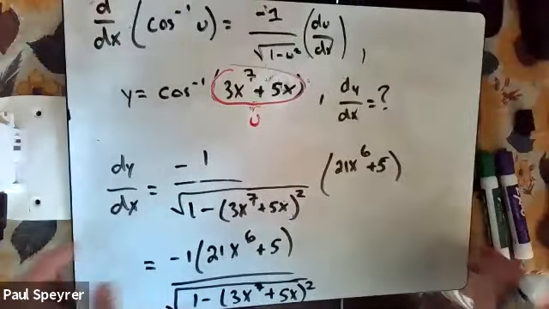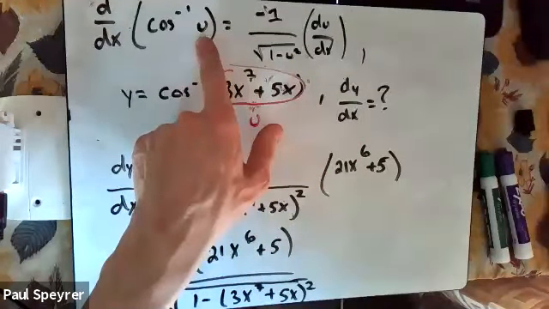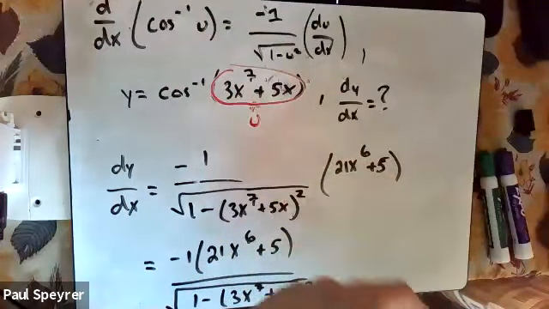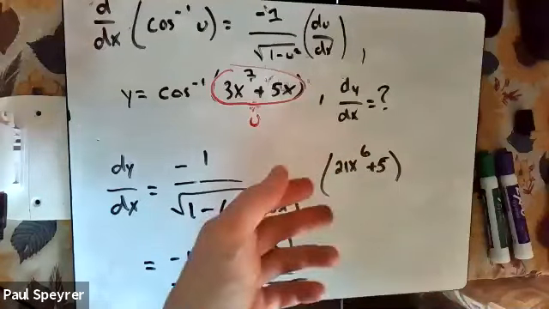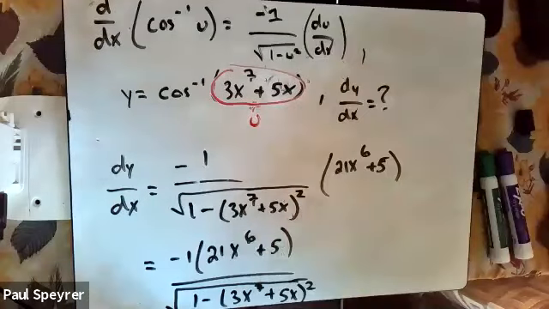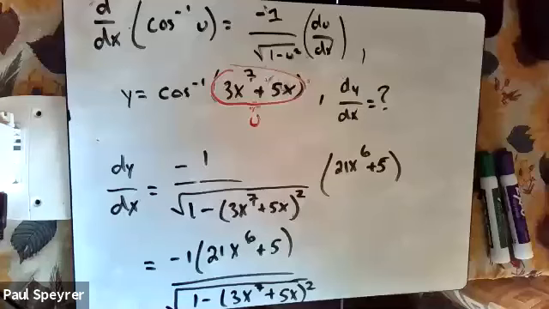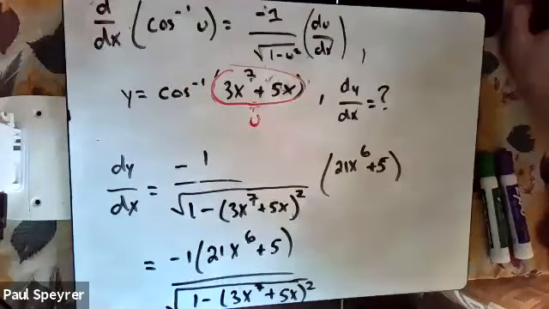And don't forget, you always got to chain. You have to chain the u. Whatever the u was, it doesn't matter if we're talking about sine, cosine, tangent, or arc cosine, arc tangent, arc sine, any of that stuff. You're always going to have a du dx, right? You always have to chain the inside like that. So that is it for 3.5.